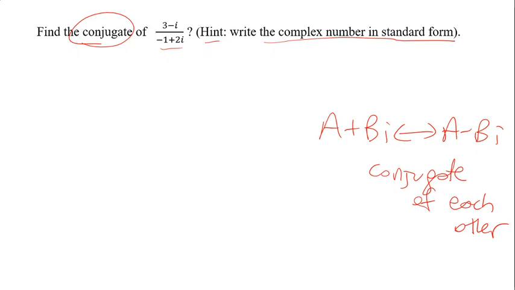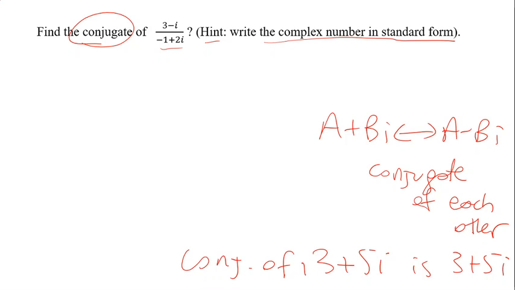Okay, what does this mean? So for 3, the conjugate of this is with plus. And if it is plus, this has to be negative. This has to be minus, okay? So plus, minus, minus, plus.